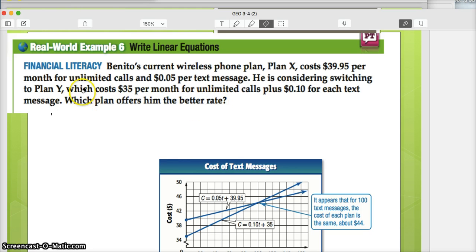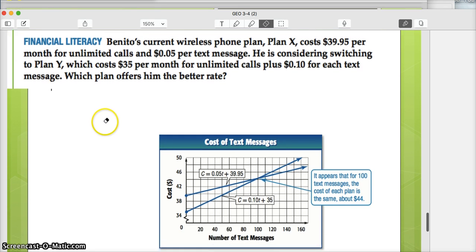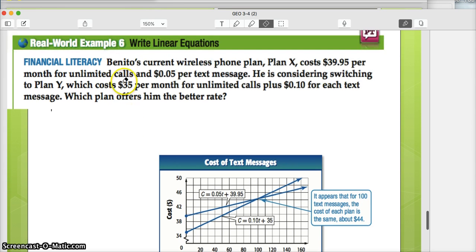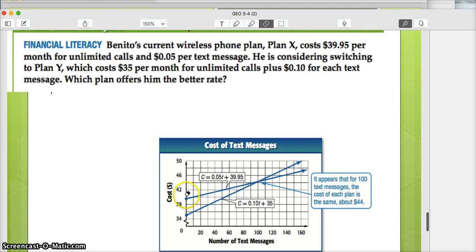What I want you to notice here is that there is an initial cost that you cannot negotiate in both situations. If you make no calls, if you make no texts, and you are on this plan, you are going to pay that $39.95. Or if you're on the other plan, you'll pay the $35. So this is where the starting point is on each graph. This one is the $35 and this is the $39.95. When you are given a word problem where you are starting at a particular number, oftentimes that number is going to be your y-intercept.